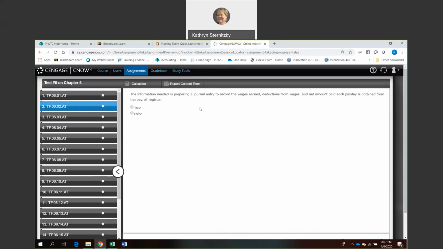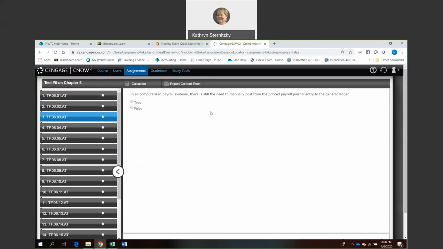The information needed in preparing a journal entry to record the wages earned, deductions from wages, and the net amount paid each payday, is that obtained from the payroll register or from the employee's earnings register? Okay, so remember all through payroll, the two big reports where we record data, we're always talking about the payroll register and the employee's earnings register. So make sure you know what goes under each one, employee's earnings register or payroll register.